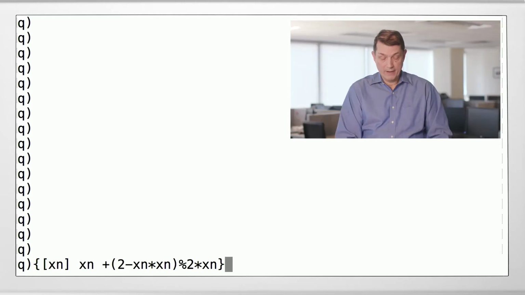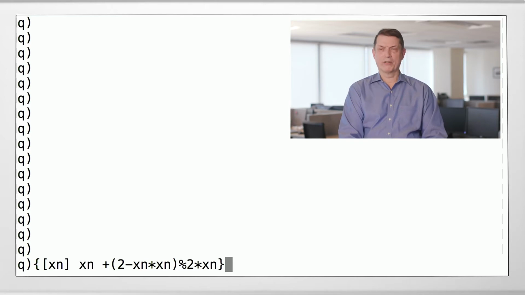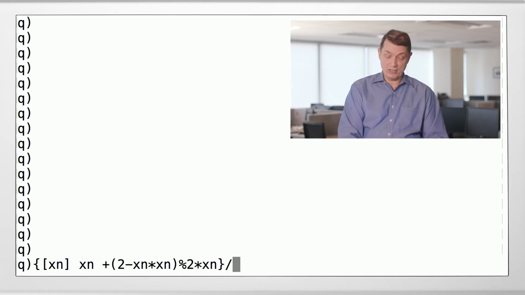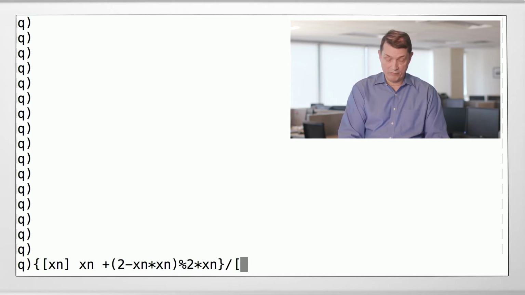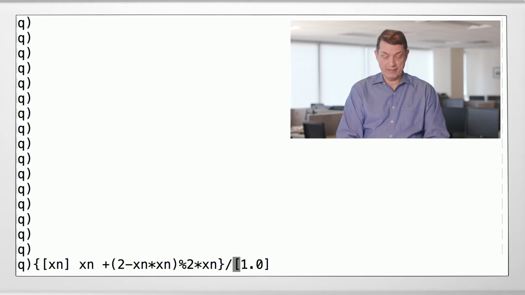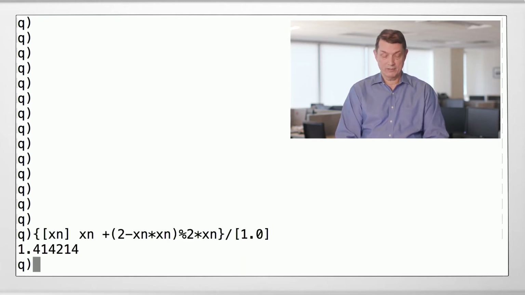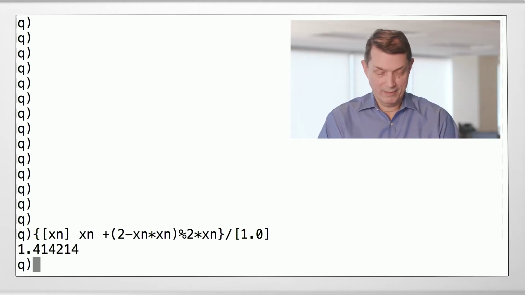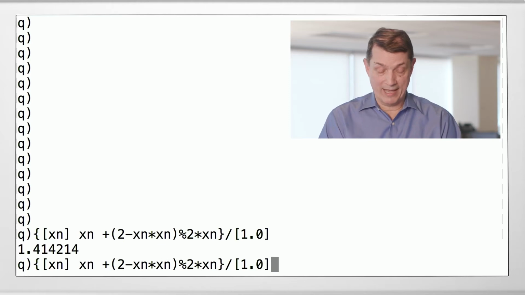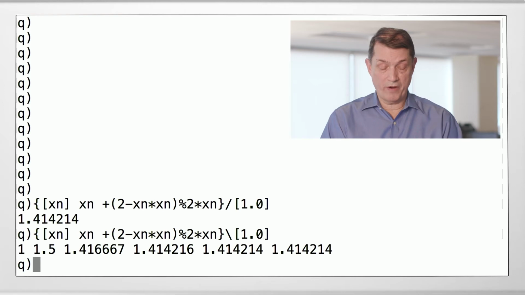Now, wouldn't it be nice if we had an iteration operator in Q that said, iterate, we have one of those called slash. Wouldn't it be nice if slash could also say, start with a guess of 1 and iterate this until it converges? Wow. We're done. How did that happen? Well, I don't know. I mean, do we trust this? So let's change the slash to backslash. Remember, that will keep all the intermediate results. And you can see this converges very quickly.